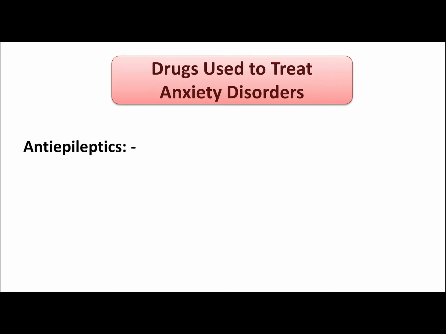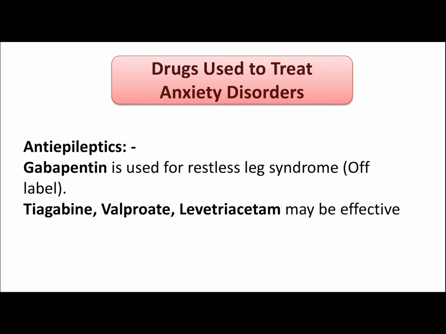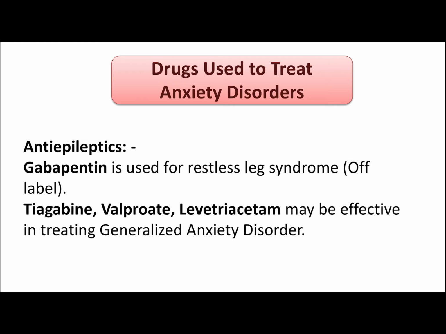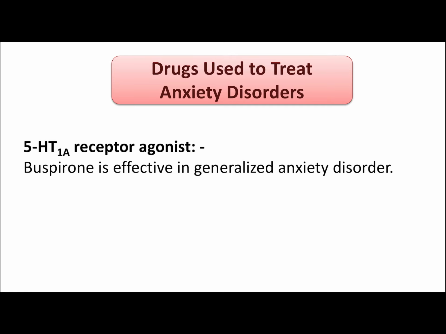And let's see another class of drug which is antiepileptics. Antiepileptics can also be used for treatment of some kinds of anxiety disorders. For example, gabapentin is used for restless leg syndrome, which is off-label use. And tiagabine, sodium valproate, levetiracetam may be effective in treating generalized anxiety disorder. And another class of drug is 5-HT1A receptor agonist, a serotonin receptor subtype. The drug is buspirone, which is effective in treating generalized anxiety disorder.